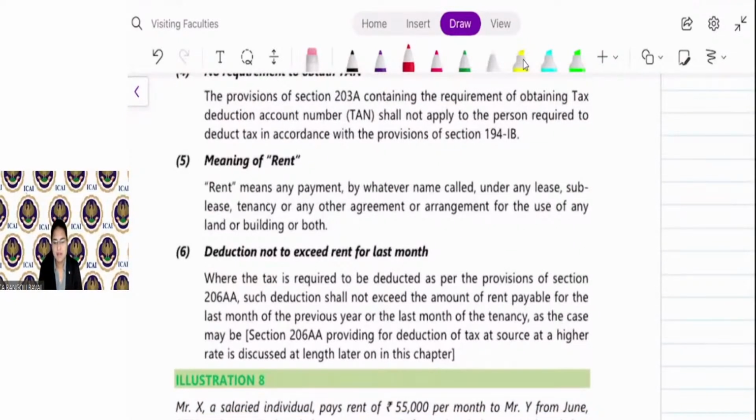Rent means any payment by whatever name called under any lease, sublease, tenancy, agreement, arrangement, anything. You can call it a lease payment or rent payment or anything. Deduction not to exceed rent for last month.